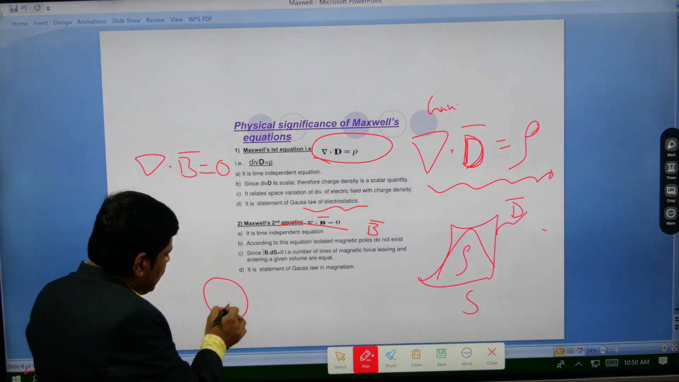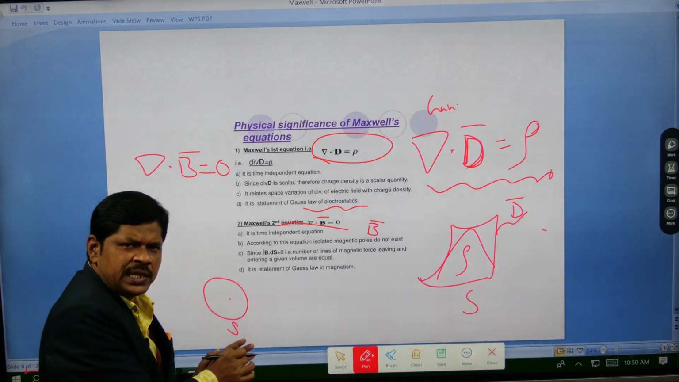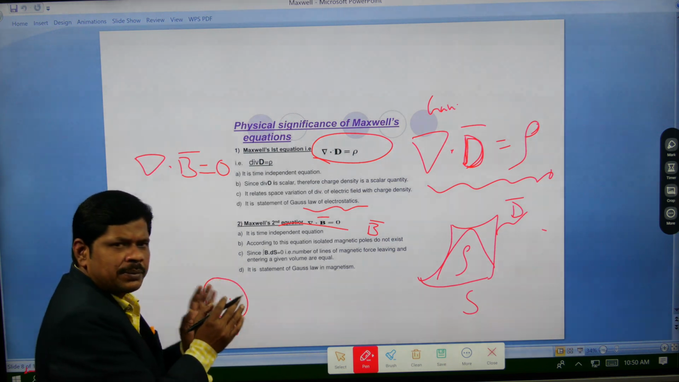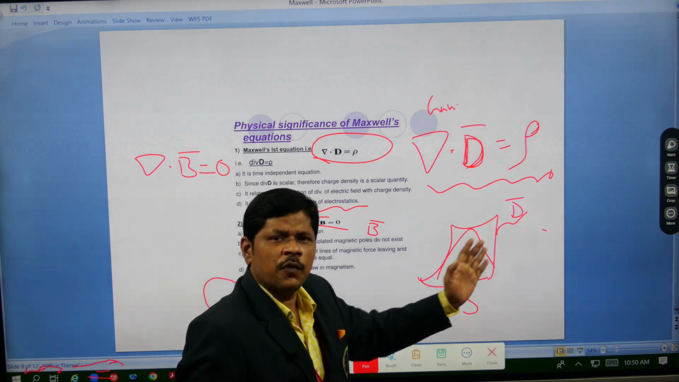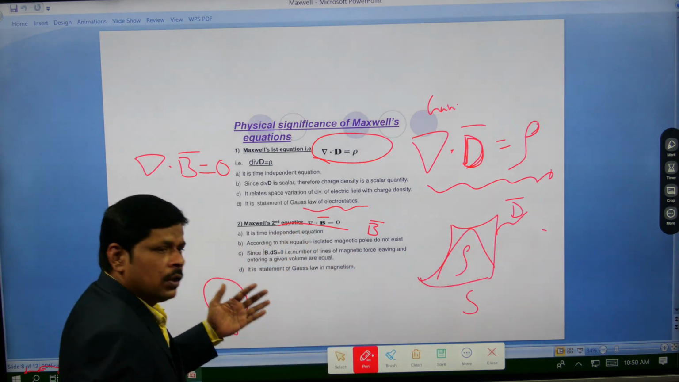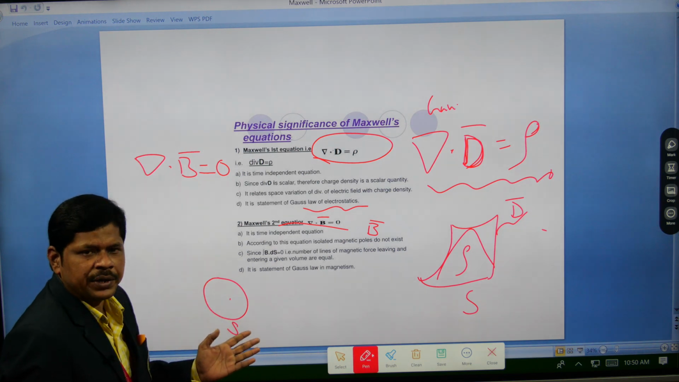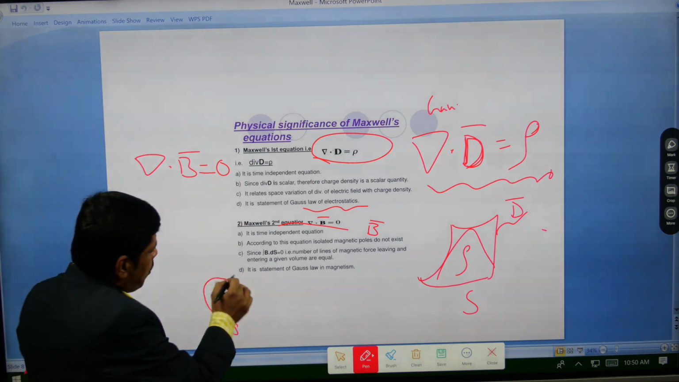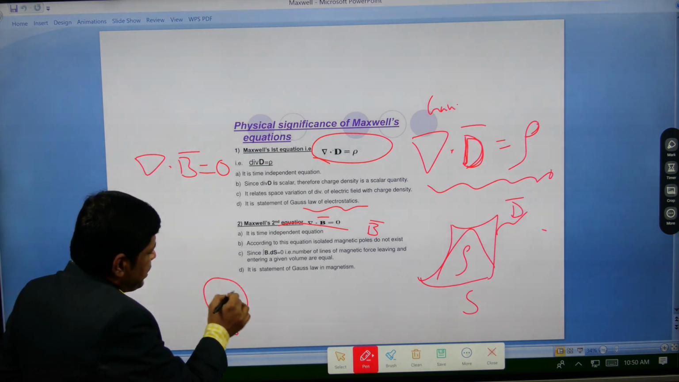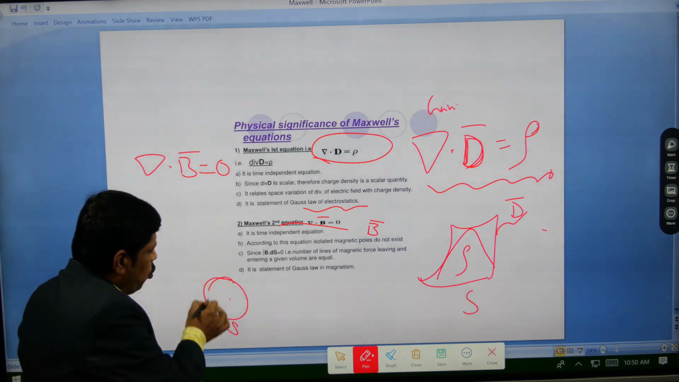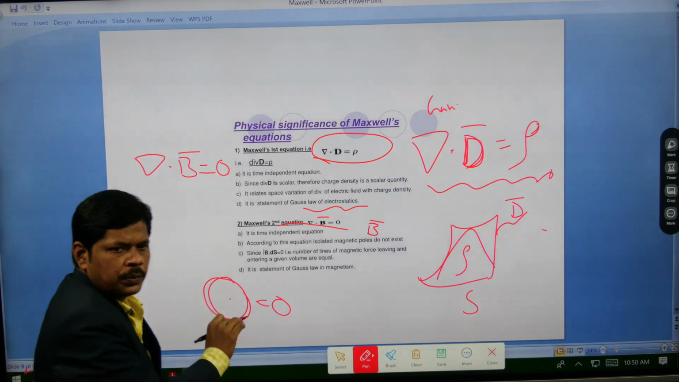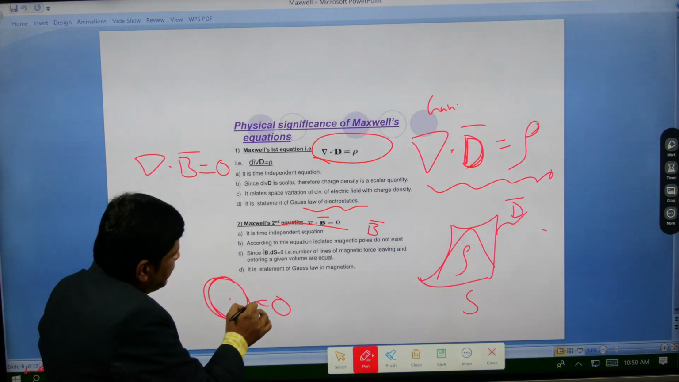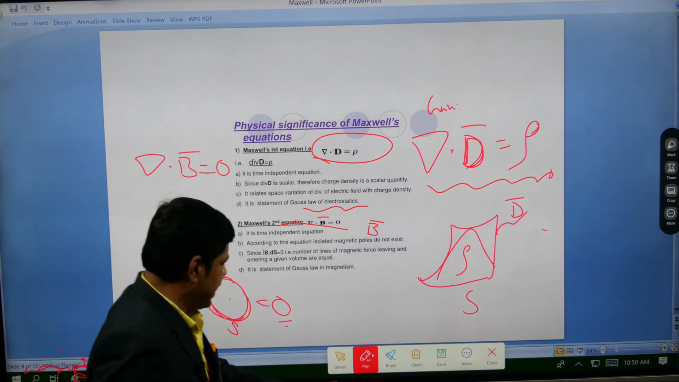If I take any closed surface S, we are going to discuss it in terms of the magnetic field. There we discussed the first equation in terms of electric, and the second equation we discuss in terms of magnetic. What it is stating is that the amount of magnetic field developed around any closed loop is equal to 0. This is the second law.